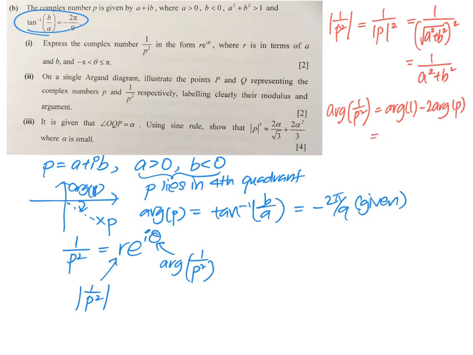So argument 1 is 0 because 1 lies on the positive real axis, so the argument will give us 0. The argument of p, as we found earlier on, is negative 2 pi over 9. So therefore, the argument of 1 over p squared is 4 pi over 9. With that, we can express this complex number in the exponential form. Don't forget the i in the power of e.